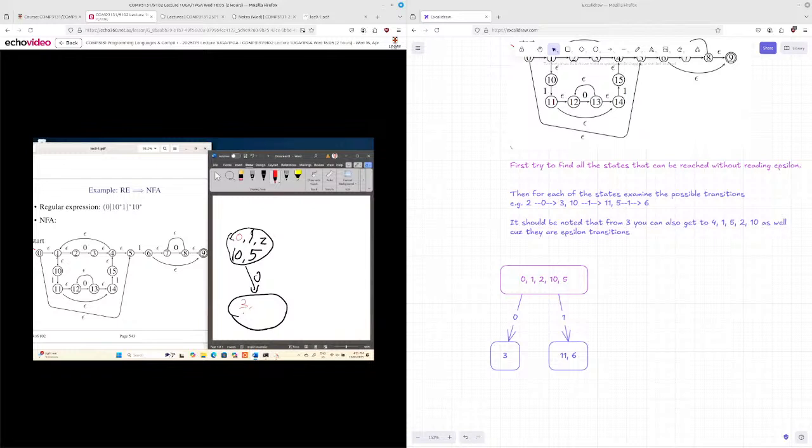So 0, nothing; 1, nothing; 2, goes to 3; then 10 and 5, nothing. But now we cannot stop there, because once the NFA is at state 3, it can move to other states along epsilon transitions. Then we simply build a closure of that. We look at 3. If the machine is at 3, it can reach 4 along this epsilon transition. So that means we can go to 4.